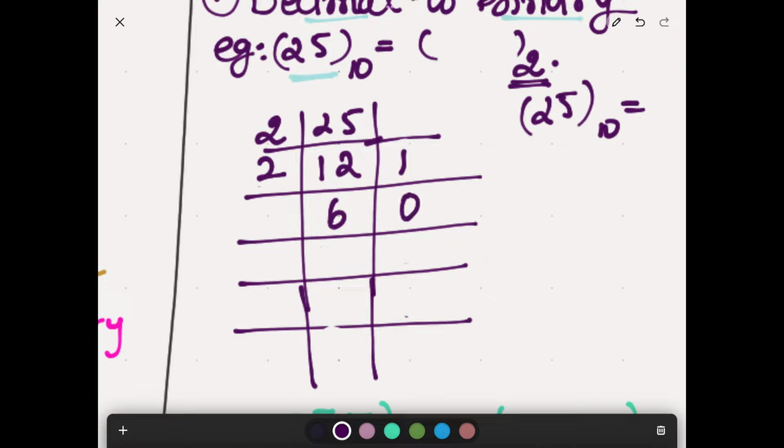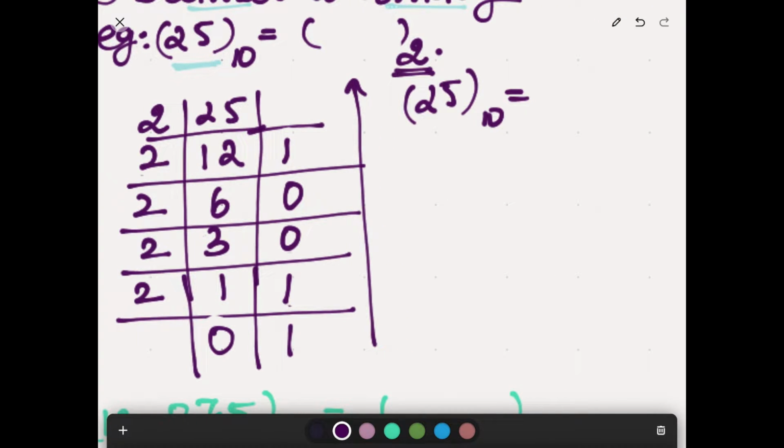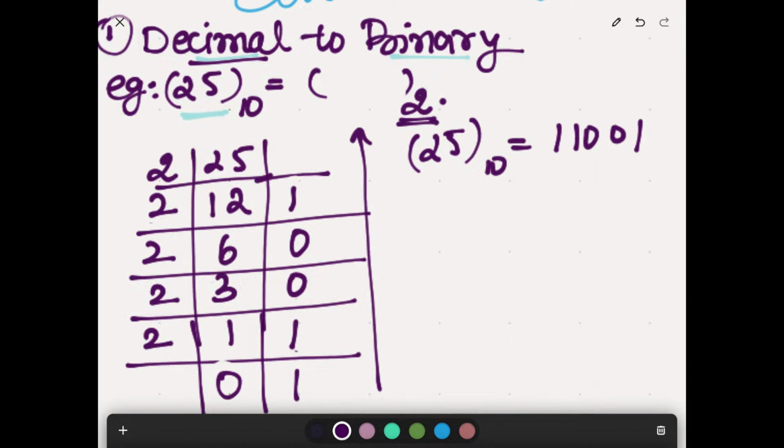Here there is 6 and this would be 0. 2 threes are 6 and there is no carry. 2 ones are 2, there is one carry, 2, and this would be 0 here, and then this would be 1. So this is our sequence. We go from down to up, from bottom to top. So the answer would be 11001. So 25 in decimal form can be represented as 11001 in binary form.